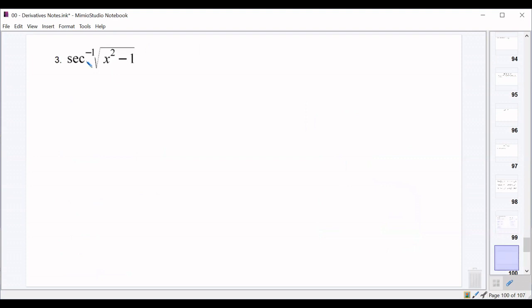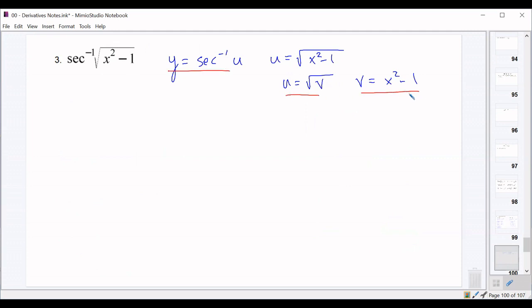To find the derivative of the inverse secant of the square root of x squared minus 1, we'll need to use the chain rule with y equal to the inverse secant of u, where u is equal to the square root of x squared minus 1. Because the square root of x squared minus 1 also requires the chain rule, we'll rewrite this as u equals the square root of v, with v equal to x squared minus 1. Then we'll need to take the derivative of y equals inverse secant u, u equals root v, and v equals x squared minus 1, and multiply each one together.